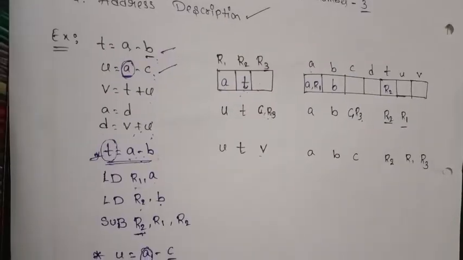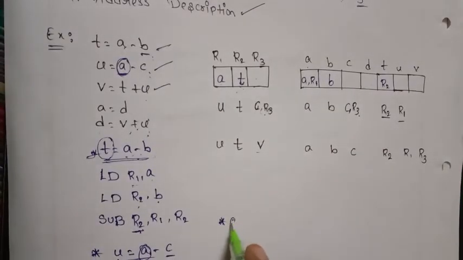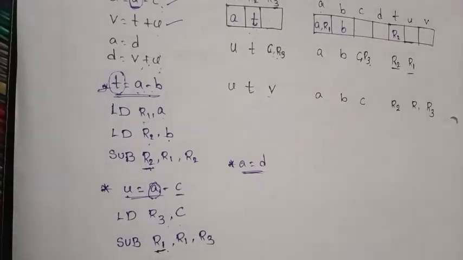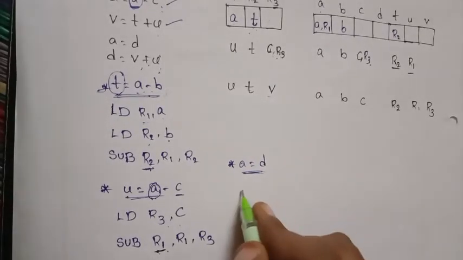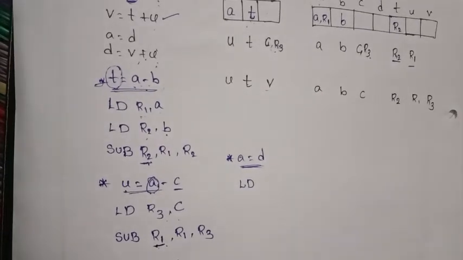Now I am going to check that this is also completed, and A. A, that means what they gave, A equals D. That means A is copied into the D. What am I going to do? Just I am going to load the register. That means I am going to load this register with the new value.